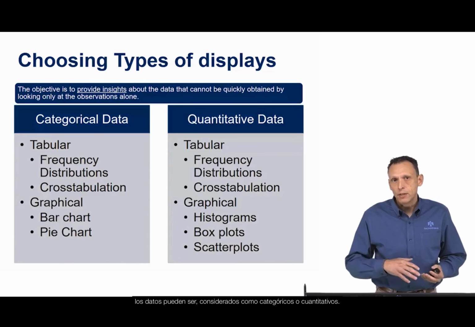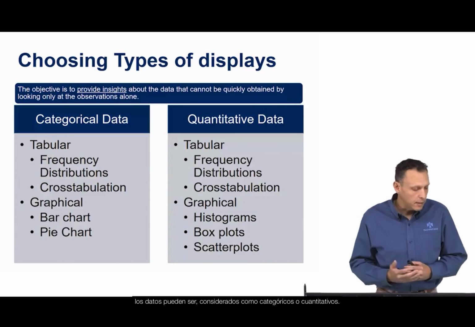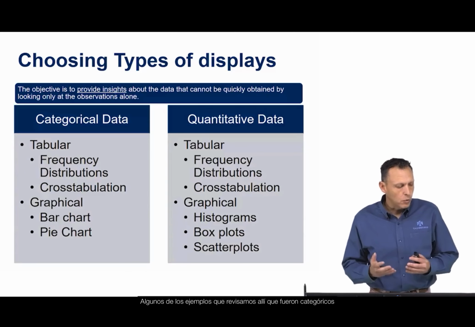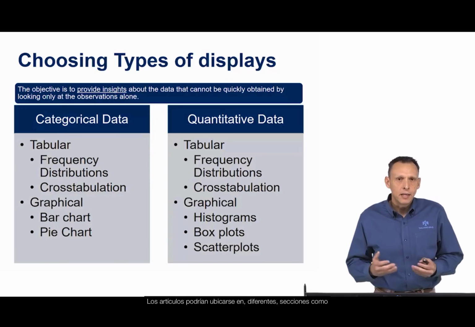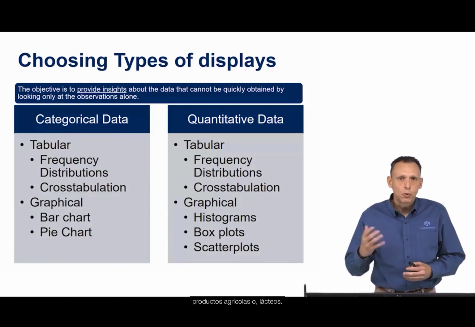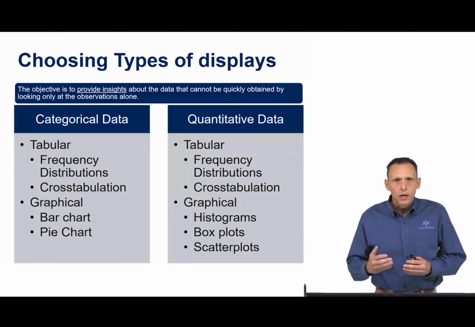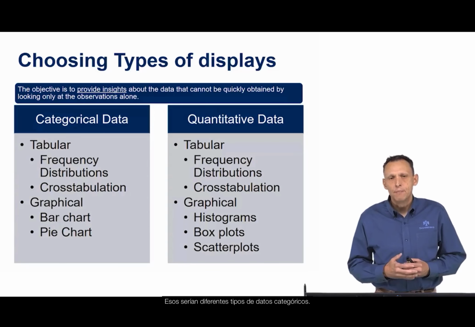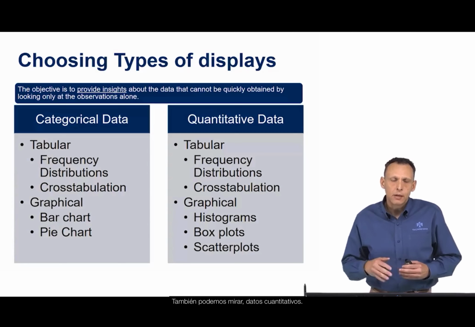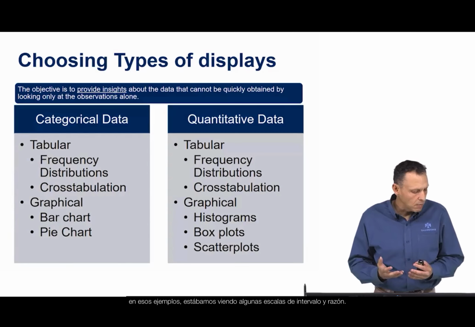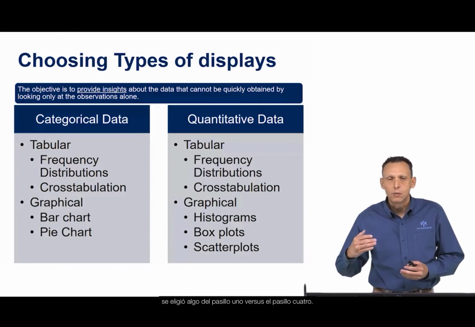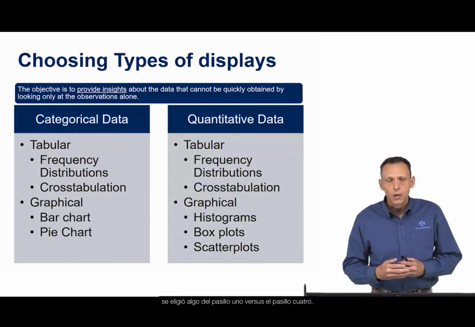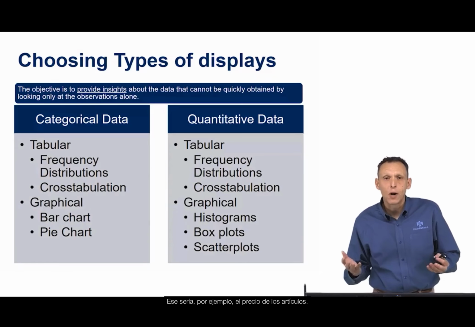When we think about our data, the last session, we looked at the different ways that data could be thought of as either categorical or quantitative. Some of the examples that we reviewed there that were categorical were, for example, in a store, the items could be located in different sections, such as produce or dairy. Those would be different categorical kinds of data. We can also look at quantitative data. In those examples, we were looking at some interval and ratio scales. The interval scale would be an example of what aisle in the store something was chosen from, aisle 1 versus aisle 4. And we looked at ratio data that would also be quantitative. That would be, for example, the price of the items.